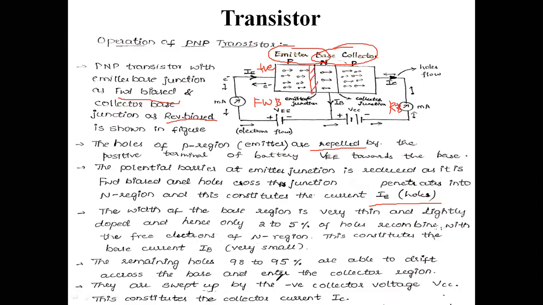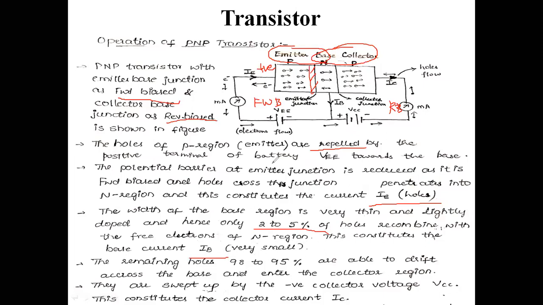Next, the width of the base region is very thin and lightly doped. We know this: the base region is very thin and lightly doped, and hence only 2 to 5% of holes get recombined here. The doping level is very low in the base region. Only 2 to 5% of holes get recombined with the free electrons of the N region. This constitutes the base current IB.